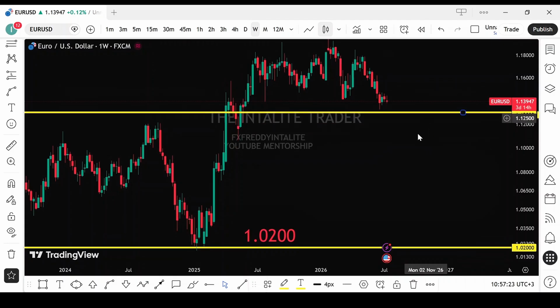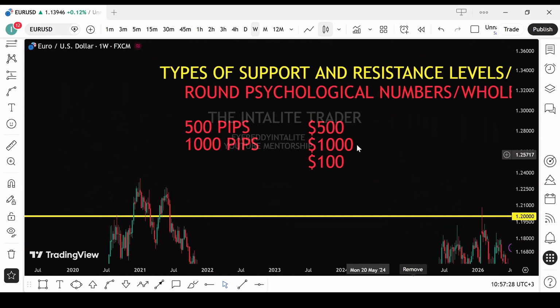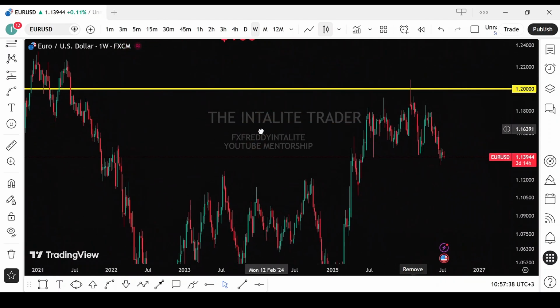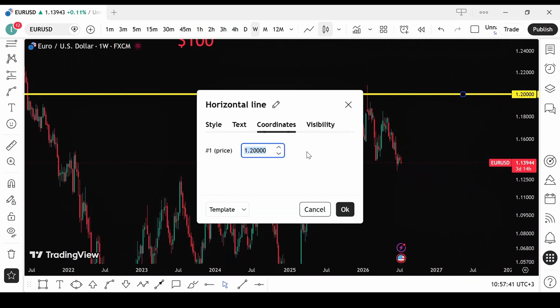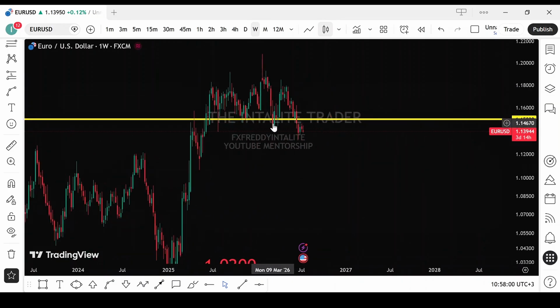But you who is learning from me, I would say when you are trading following this, you follow 500 pips and 1000 pips. You trade following 1000 pips and 500 pips. So if we mark from this level 500 pips, it will be 1500, like this. So we mark this level. You see what happened. Price dropped and reacted to the level.